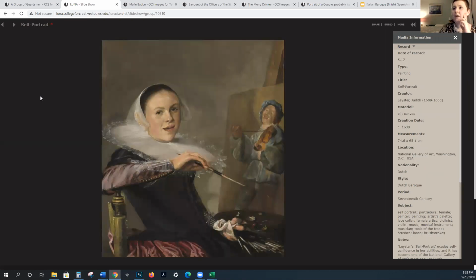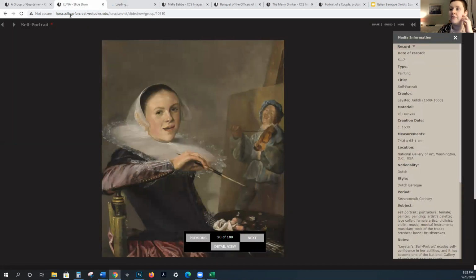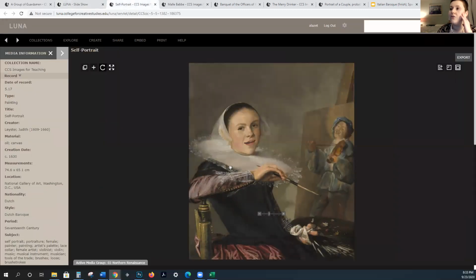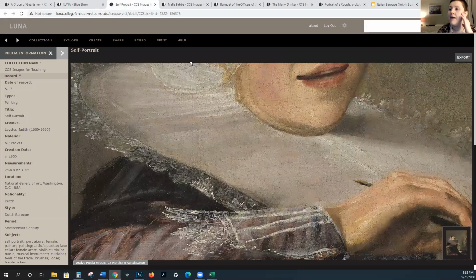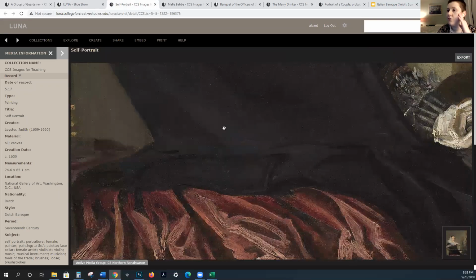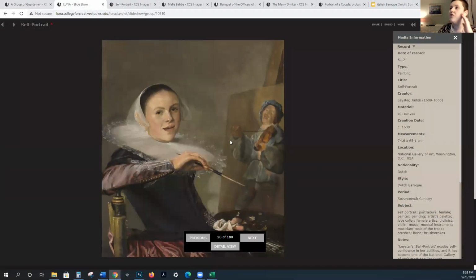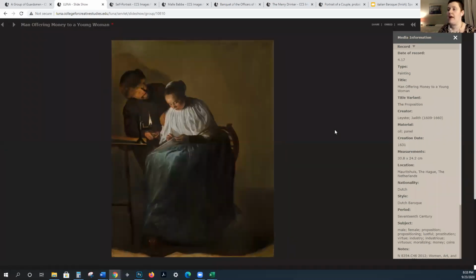All right, here's a self-portrait of Judith Leister from roughly 1630, and you can see that she depicts herself as an artist, but she's also depicting her social standing. So think about this lace collar. It's extremely intricate. It's heavily starched. Okay, so she's saying that she makes money off her painting, that she makes a good living off of it. But again, you can tell that she's the student of Franz Hals based on the looseness of her brushwork. And she's depicting a musician here.